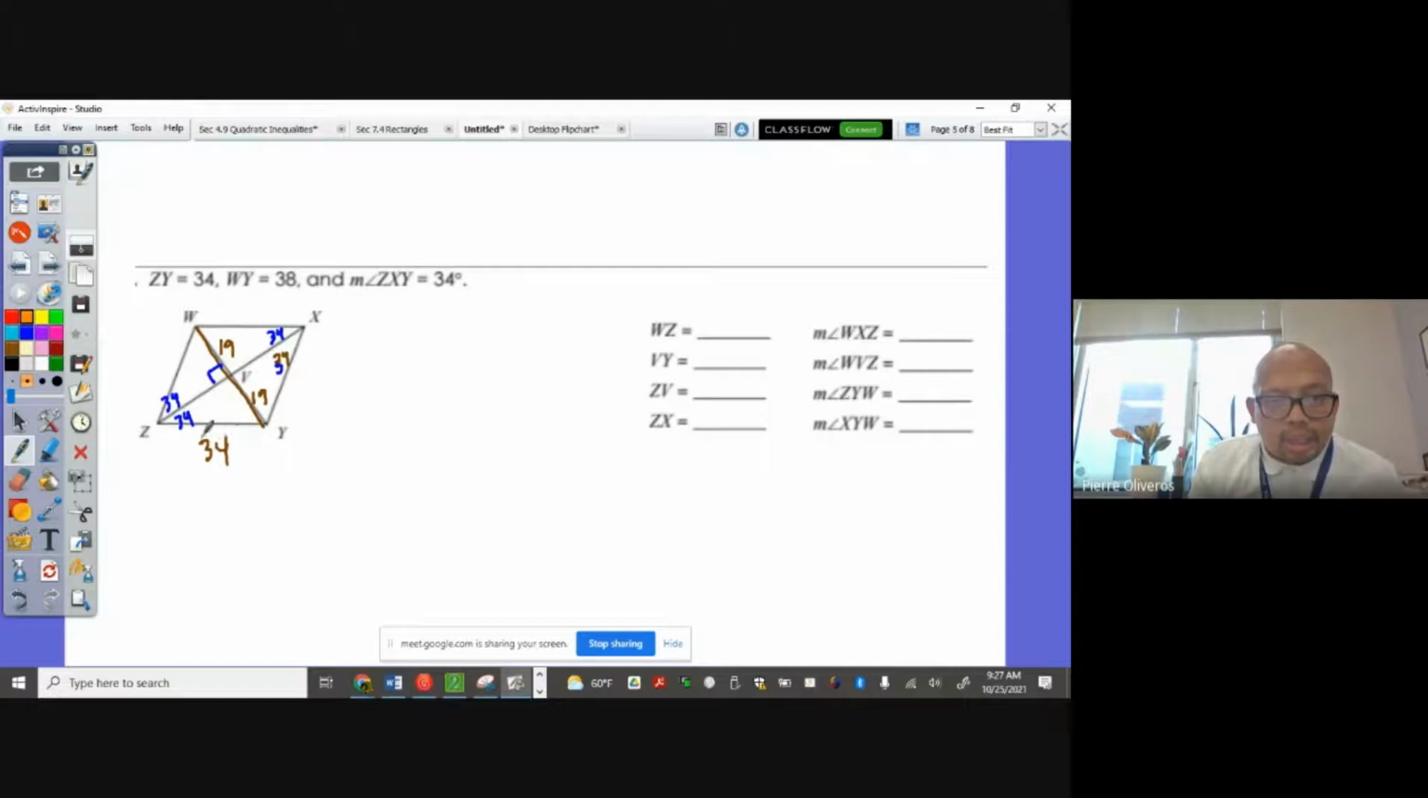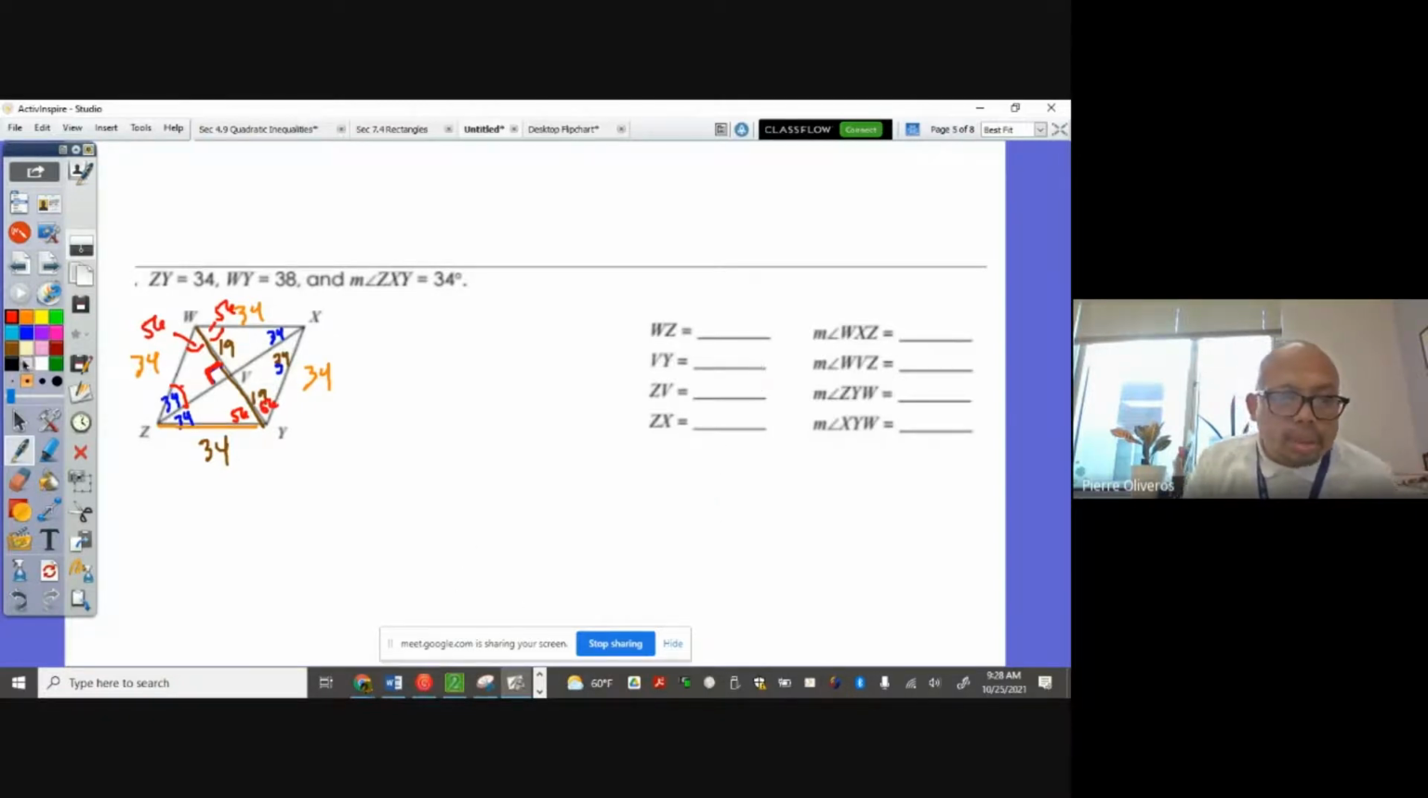Okay. This is 34. So the entire sides are also 34, right? There's so many 34s here. And I need to know what this angle is here, okay? Remember this is 90, that's 34. I can get 90 minus 34, which will give me 56. This is 56 here. That's 56 there. This is 56. That's also 56, okay?